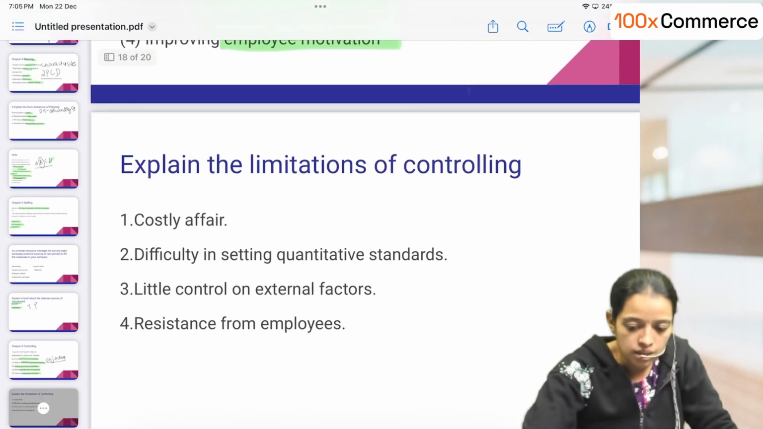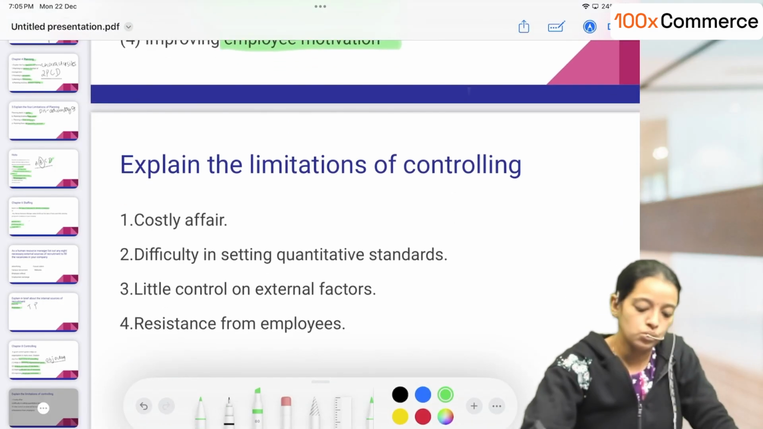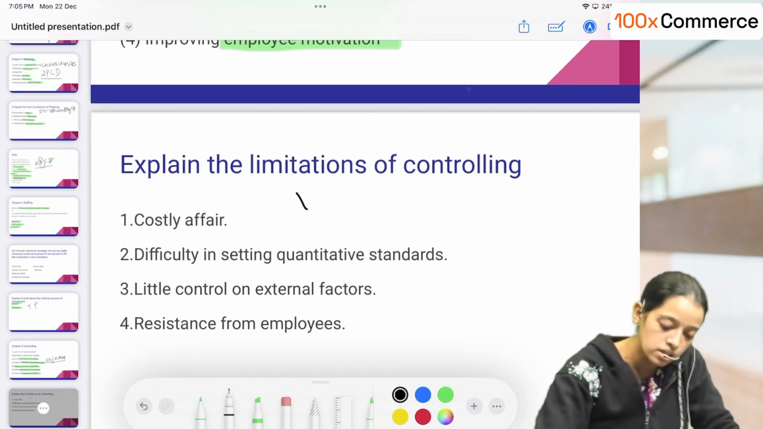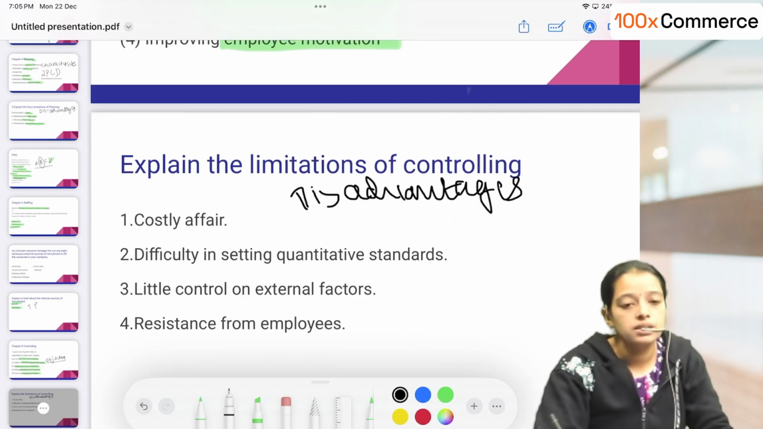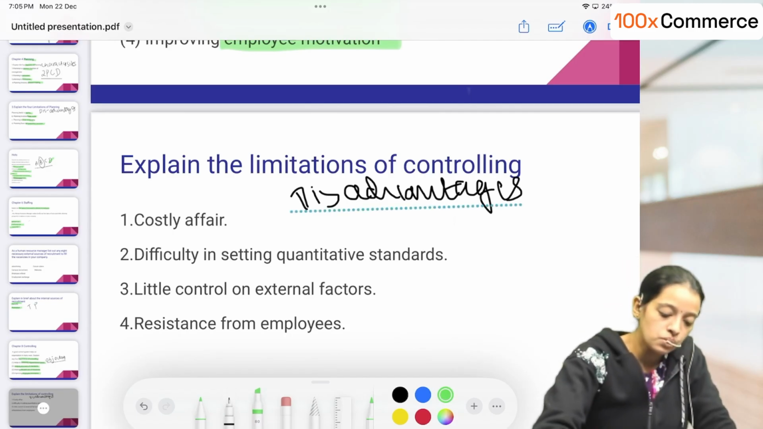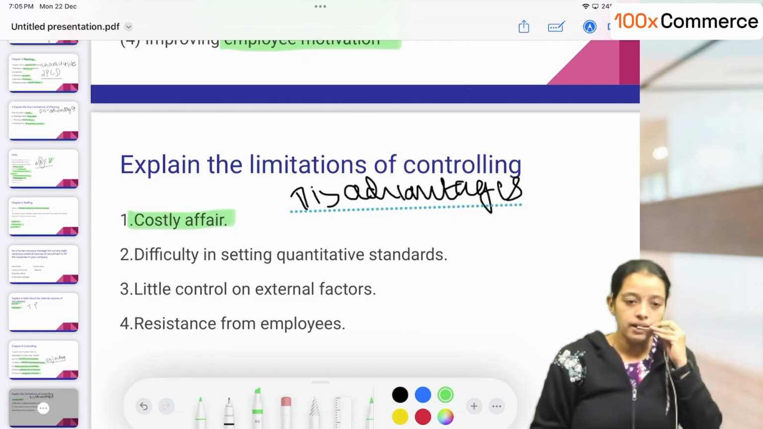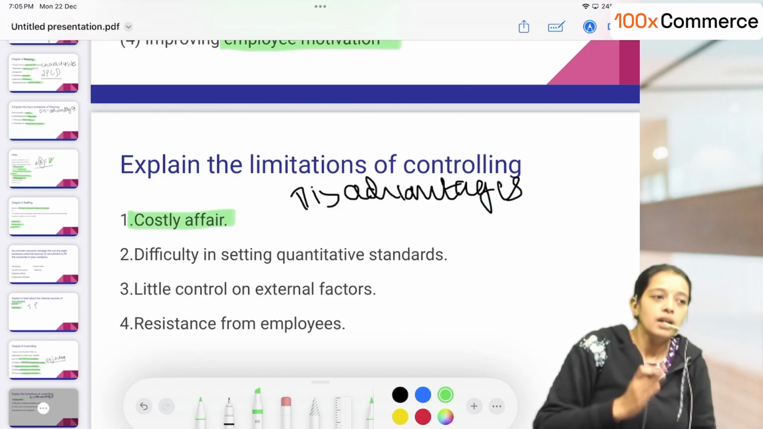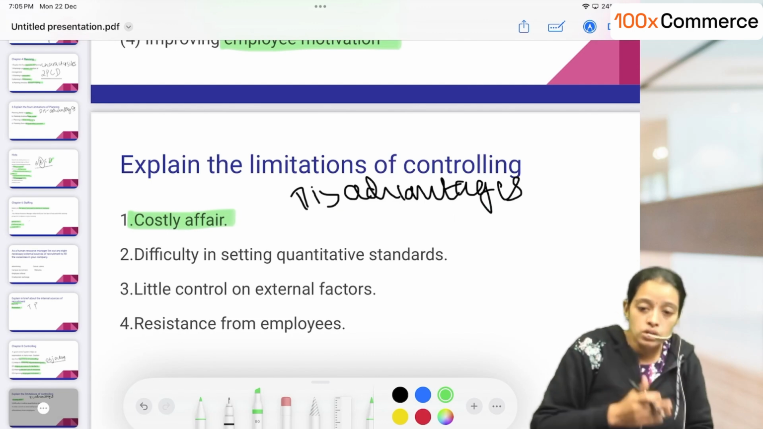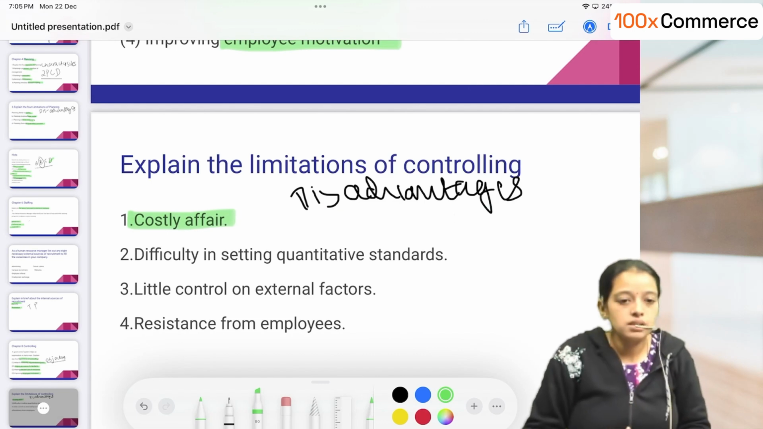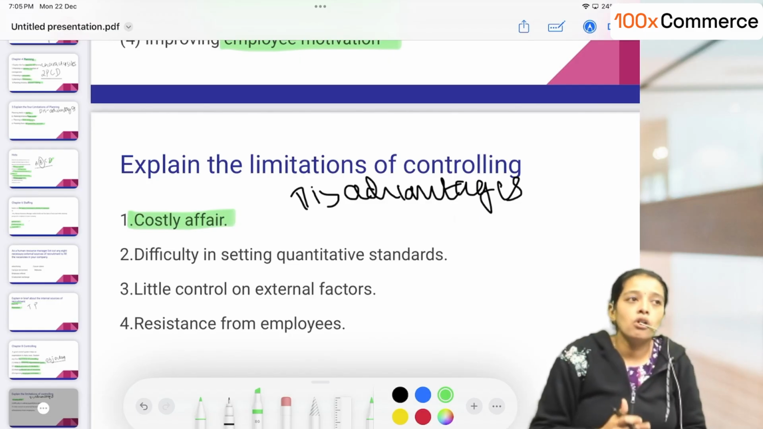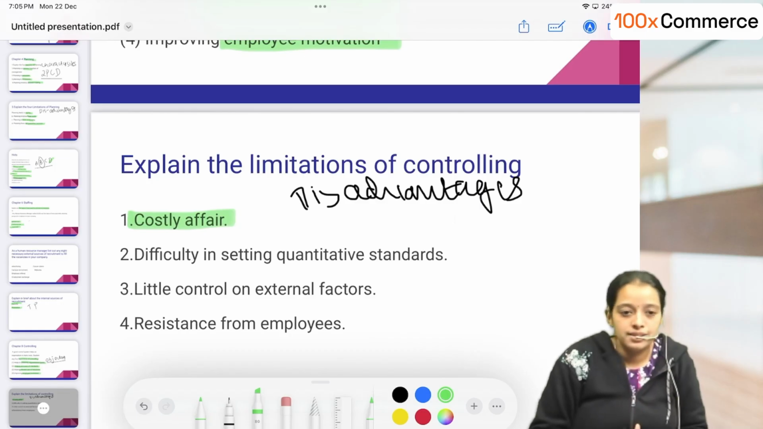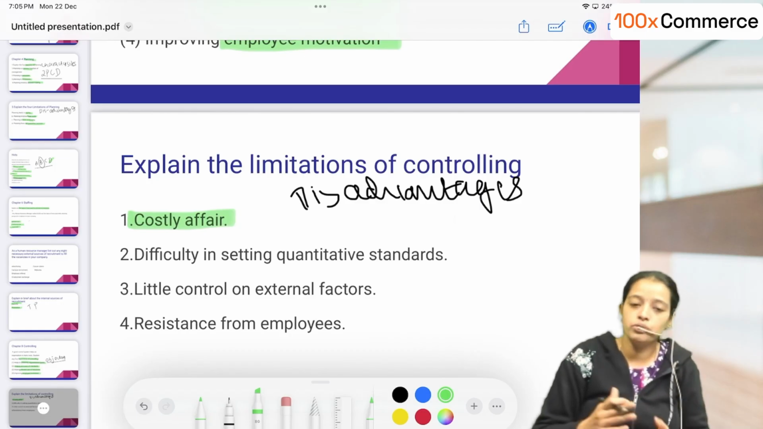Next one, explain the limitations of controlling. So this question can also be asked as explain disadvantages. So any 4 points you can actually write here and explain. Disadvantages and limitations are one and the same. So basically controlling is a very costly affair because they have to hire expert people or they have to get a costly device. So all that procedure is involved. So definitely it is a costly affair and it is not applicable or not acceptable by the small businesses because obviously they cannot afford the cost.